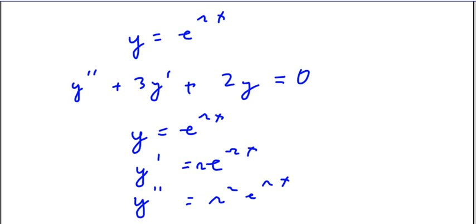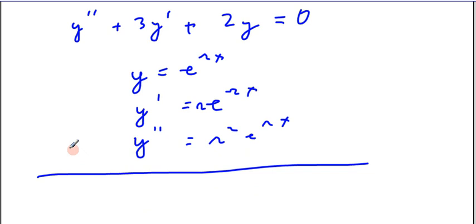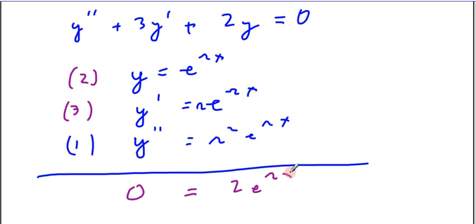Okay, and if we have one of them, and three of these guys, and two of those guys, then 0 is going to be 2 e to the rx plus 3 r e to the rx plus r squared e to the rx. Okay, I think I did that right.